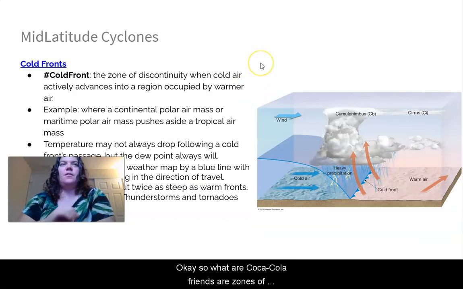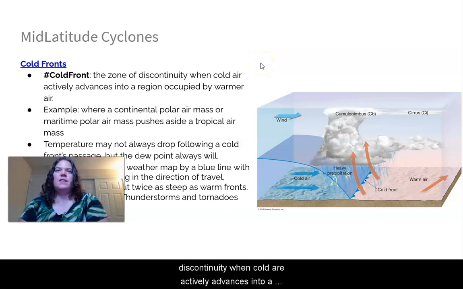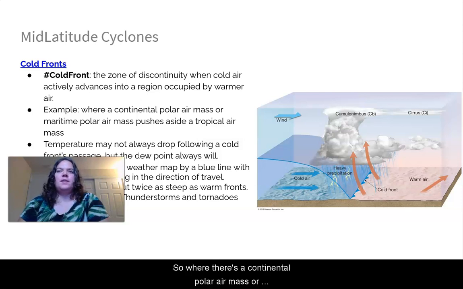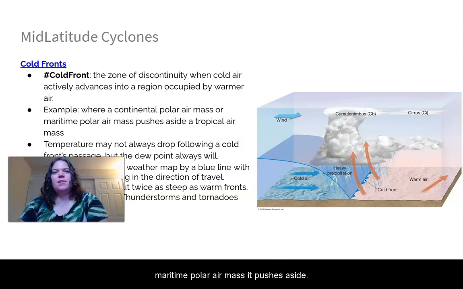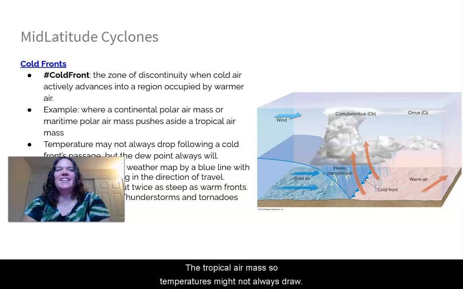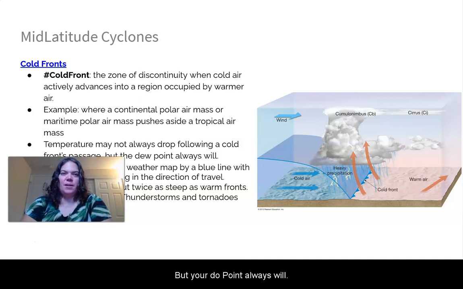Okay, so what are cold fronts? Cold fronts are zones of discontinuity when cold air actively advances into a region occupied by warmer air. So where there's a continental polar air mass or a maritime polar air mass, it pushes aside the tropical air mass. So temperatures might not always drop, but your dew point always will.